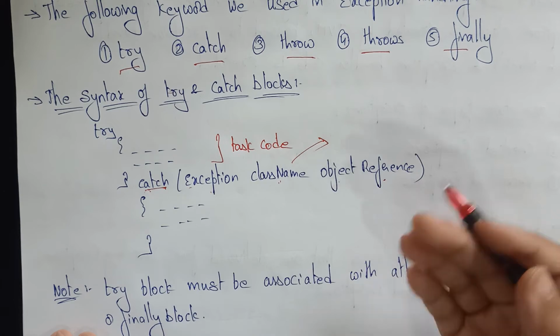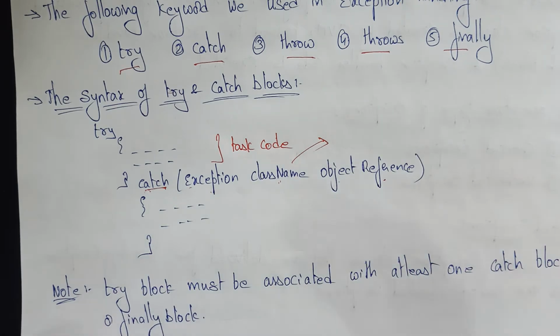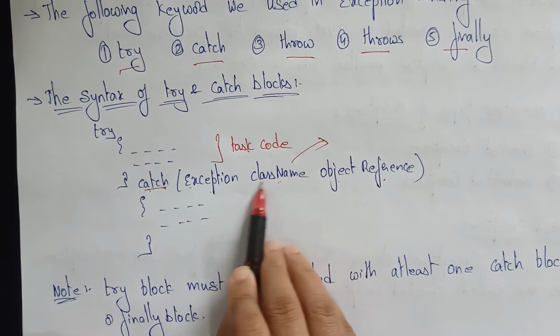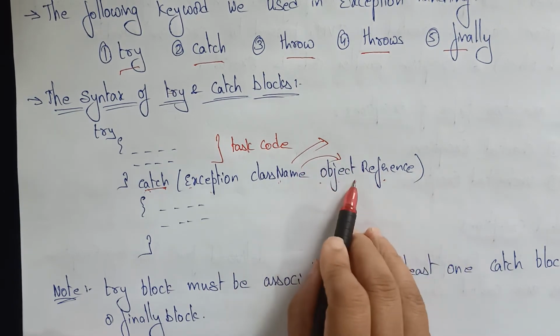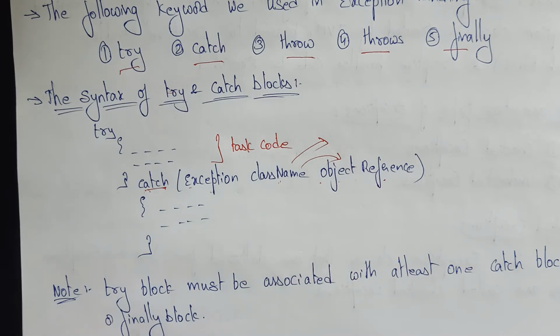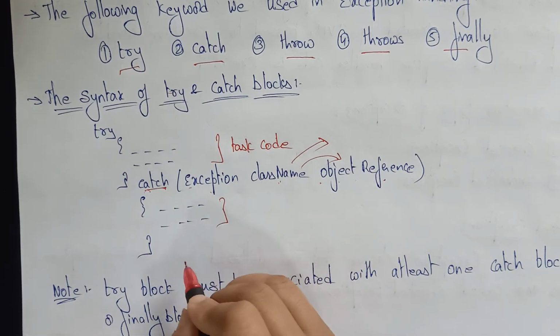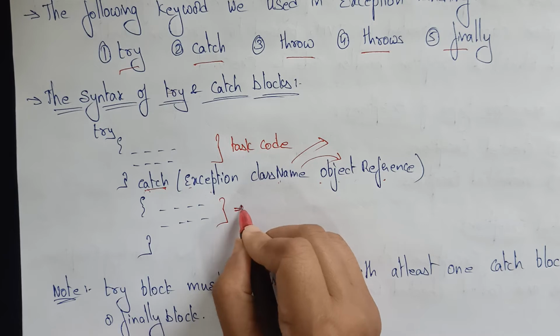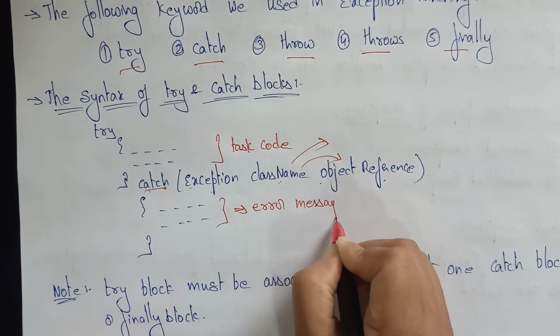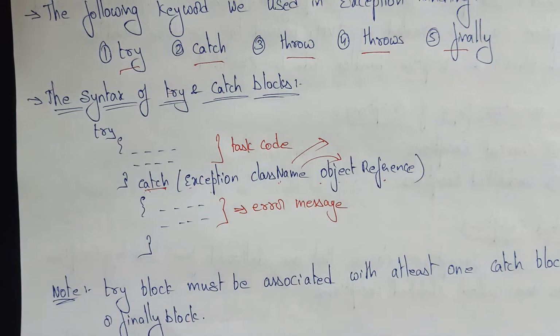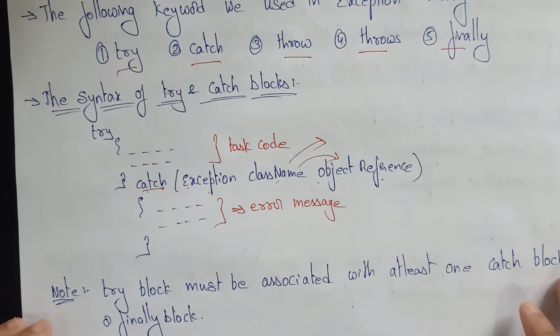What type of exception? As I said, all exceptions have classes in Java. So the exception type is a class name, and the object reference has to be mentioned. Within this catch block, you are going to write the error message, what type of error it is. You are displaying what type of error there is. So we handle the exception by using the try and catch blocks.